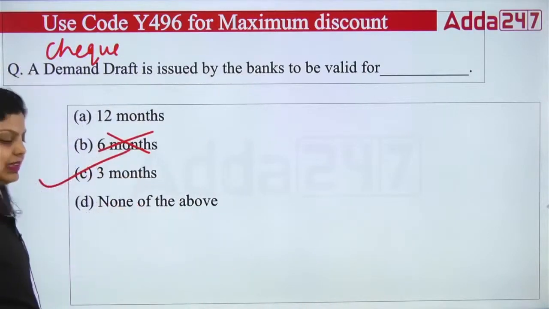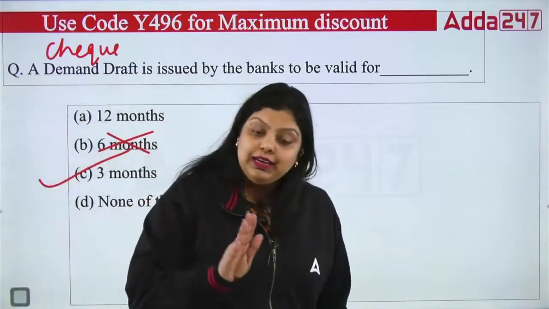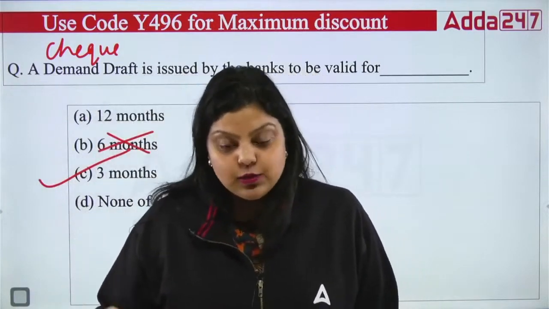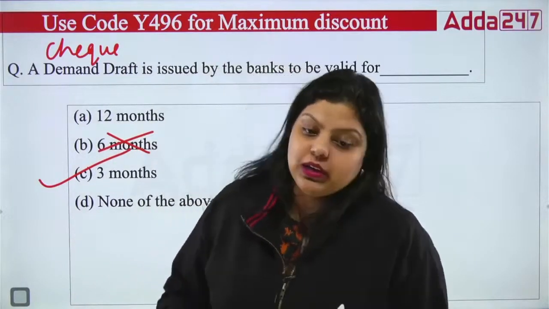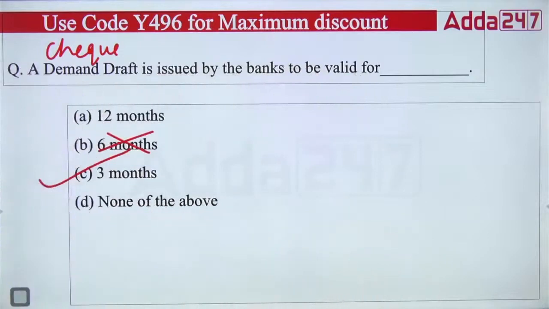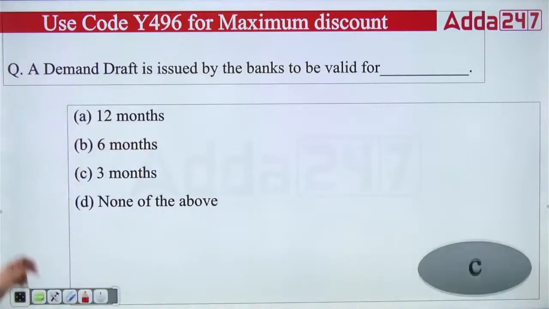And after these 3 months, when this validity expires, it is known as a stale cheque. What is a stale cheque? Simply when the validity of a cheque has expired. So the right answer will be 3 months. Okay, the right answer we have is 3 months.